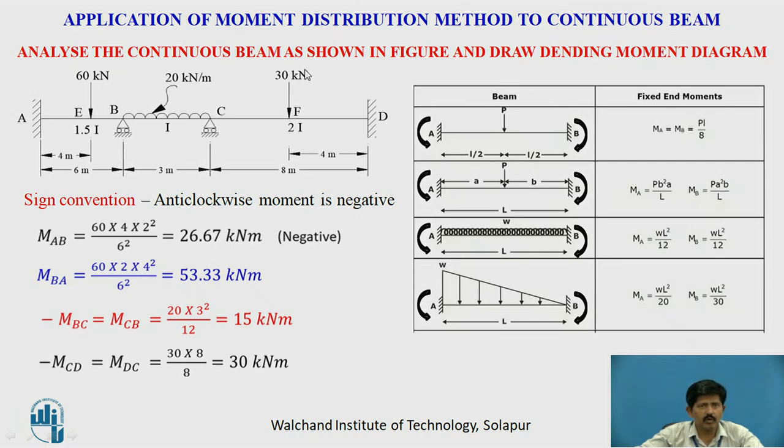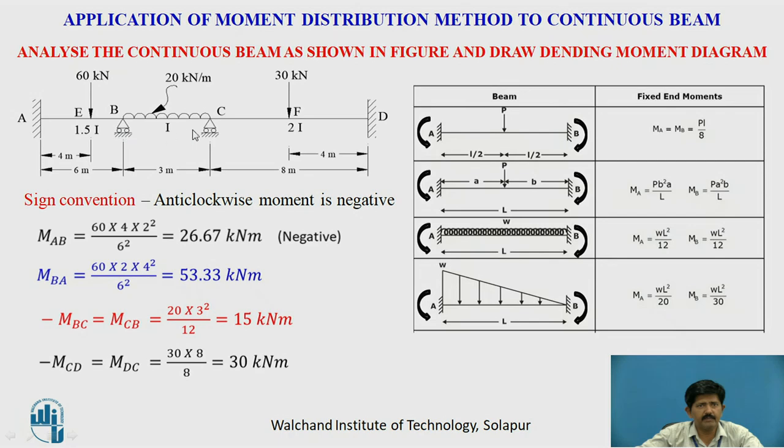So, coming to our problem, the first span AB is having an eccentric load. So, this second case will be considered to find out the fixed end moment. MAB is equal to 60 into 4 into 2 square upon 6 square. So, it is 26.67. As it is anti-clockwise, we have to treat it as negative. Whereas MBA will be 53.33 kilonewton meter, which is considered as positive.